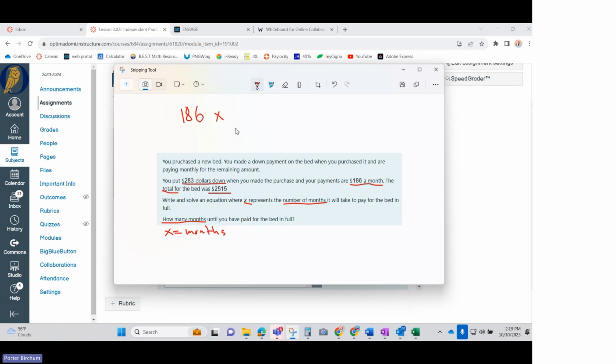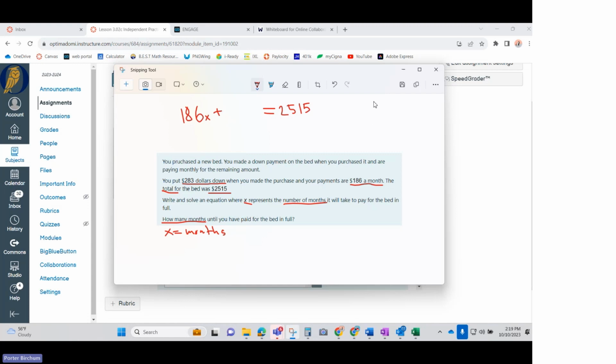I build the equation. I know the total is 2,515. And this part, I think I'm a little tricked up on. So I know each month is $186. So 1 month I would pay 186. 2 months I would pay whatever 2 times 186 is. 5 months I would pay whatever 5 times 186 is. And then I also paid them something. I think I'm going to do a plus. I'm going to try plus and see if my answer makes sense.